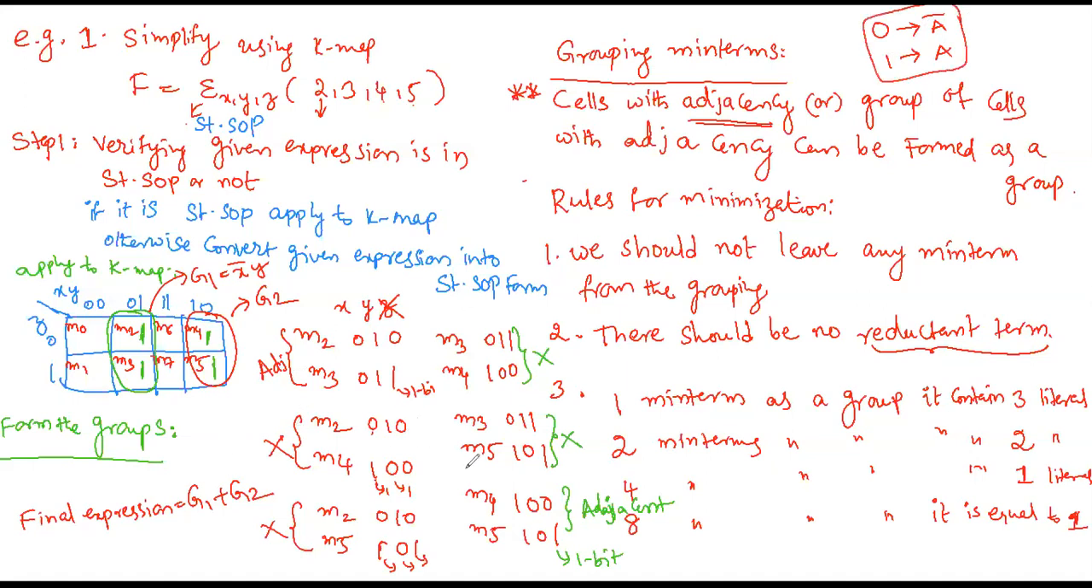Now coming to the M4, M5 group. Which value is differing? X, Y, Z. Z value is differing, so completely strike. X value is 1, which indicates the variable itself. Y value is 0, so complement. So the final expression is x bar y plus x y bar.